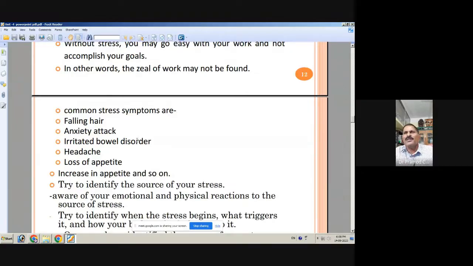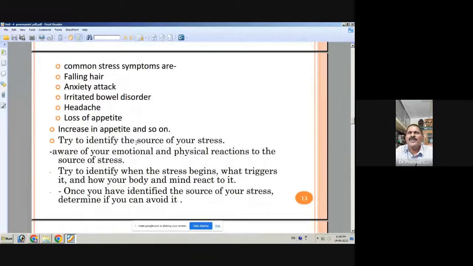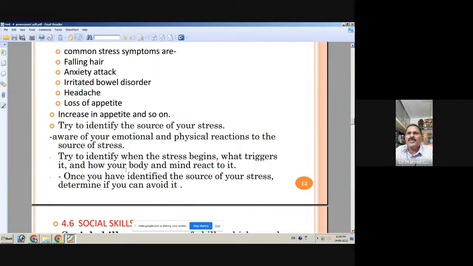There are some common stress symptoms that we find among ourselves. There is a feeling of fear, anxiety attacks, irritation, bowel disorder, headache, loss of appetite, and increase in appetite also. So definitely, first we must reduce the stress.